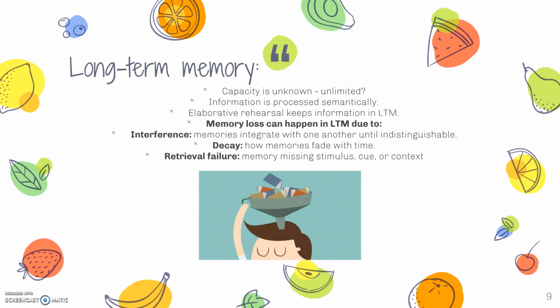Okay, so long-term memory. Once again, the capacity is unknown. Is it unlimited? How much information can we have inside our brains? And here, the information is processed semantically, through meaning. You have to place value into what you learn. Elaborative rehearsal is what keeps information in long-term memory. Memory loss can happen due to interference, which is when memories integrate with one another until they become indistinguishable, or decay, which is how memories fade with time, or retrieval failure, so memory missing a stimulus, cue, or context.